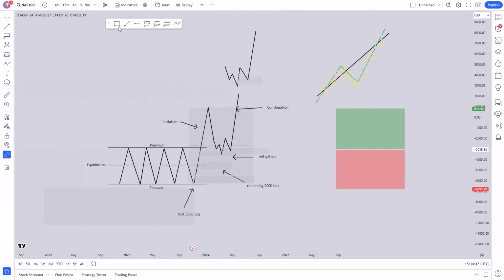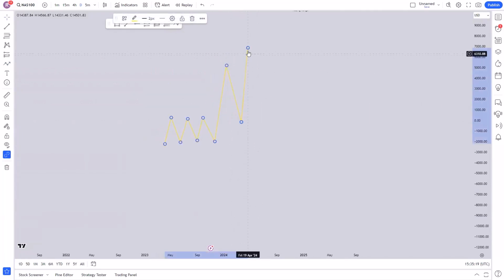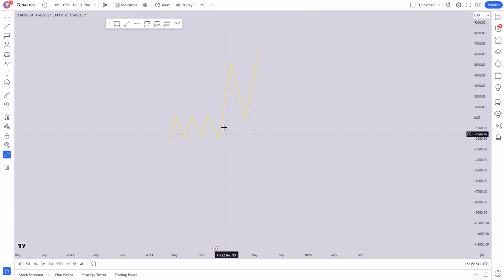Yeah, perfect. Cool. So let's delete all of this. Now, back to, you know, we'll just cover this refinement just one more time. So let's say we've got this range, we get that initiation out, and we come down here to mitigate, and then we get that continuation. And I think straight after this one, we'll try and find a live example of this just so you can see what it looks like on the actual charts.